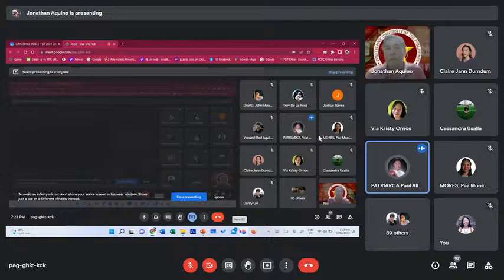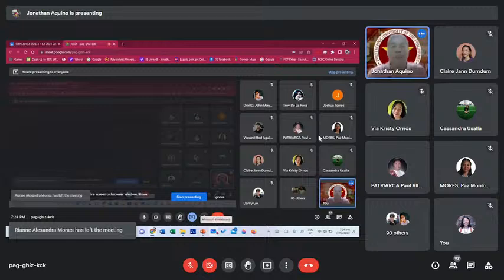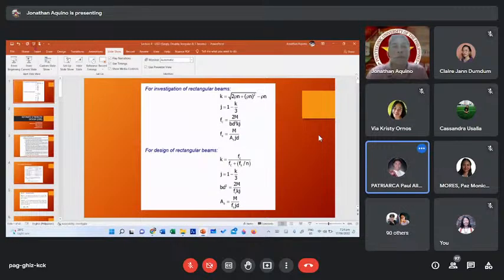Sir, tanong ko lang po, paano po yung method ng pag-solve sa box beam? Yung parang box na girder po siya, sir, para po as the example na gano'n. Box girder, yung hollow box? Yes po, sir, yung sa irregular shapes po. Okay.